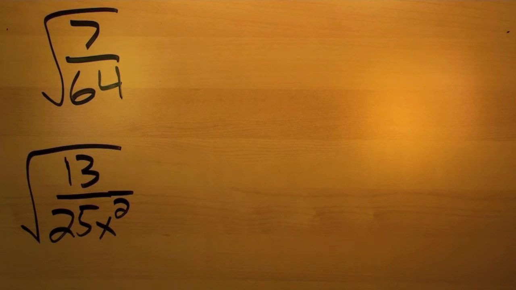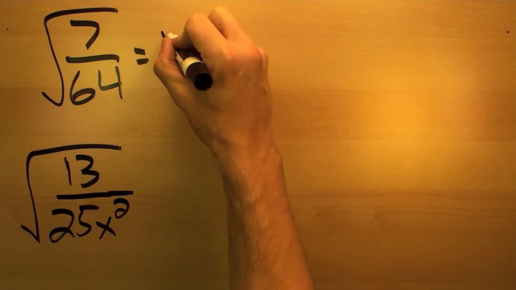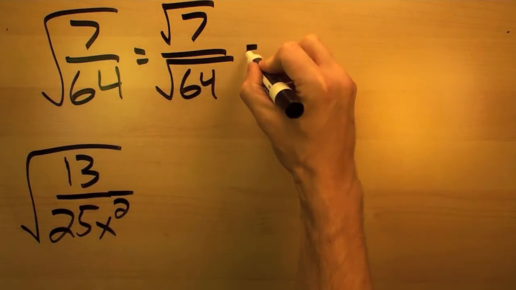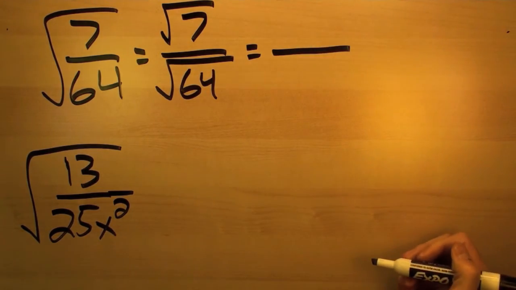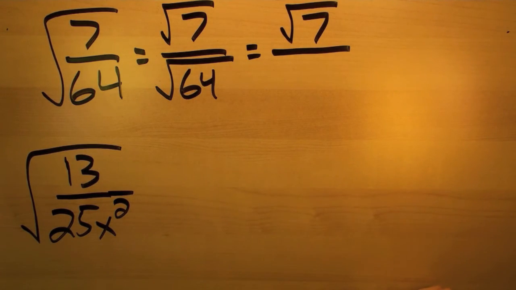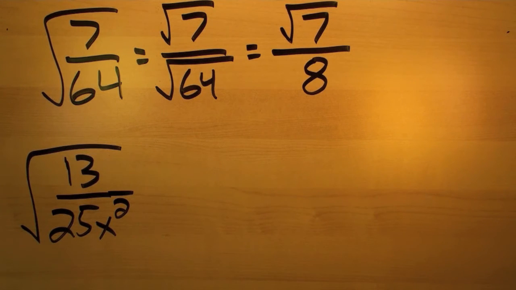Sometimes you cannot simplify the fraction, so you just move right into breaking this up into the square root of the numerator over the square root of the denominator. So the square root of 7/64 becomes the square root of 7 over the square root of 64. There's not really much we can do with the square root of 7, so we keep it as is. When we take the square root of 64, we get 8, and that's as simplified as that problem gets.